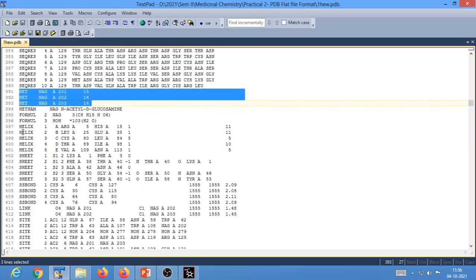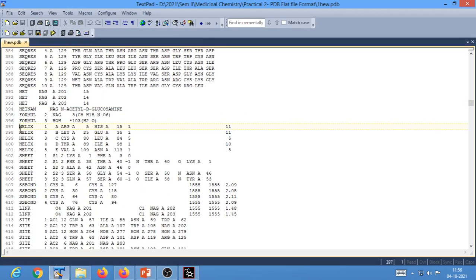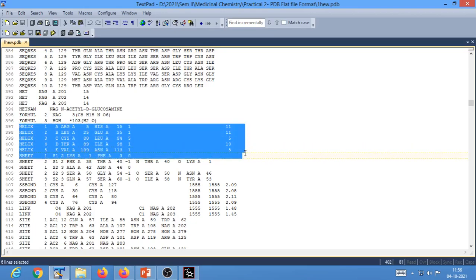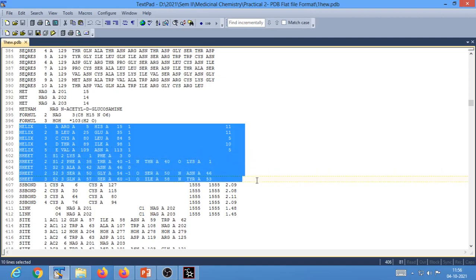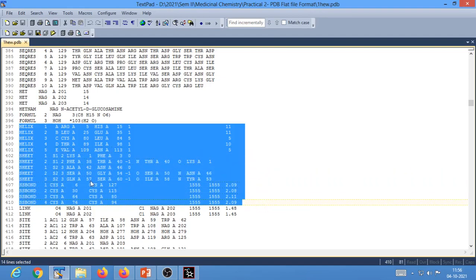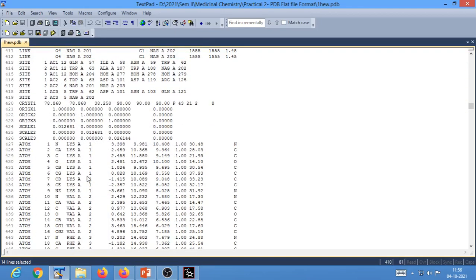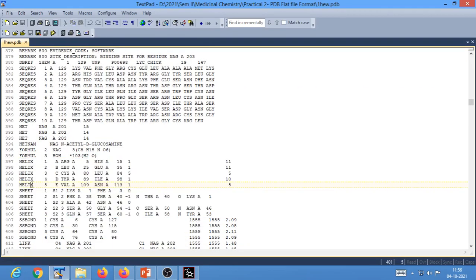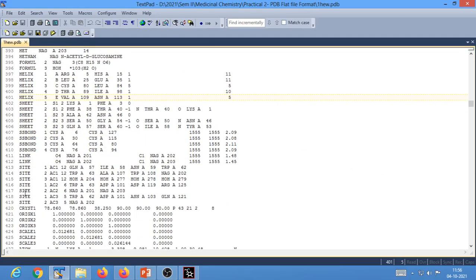Then you have secondary structure information, as to how many helices are there in your protein, how many beta sheets are there, how many disulfide linkages are there, and so on and so forth. The point is that in your annotation section there can be a variety of keywords containing different information. So this is all about your annotation section.